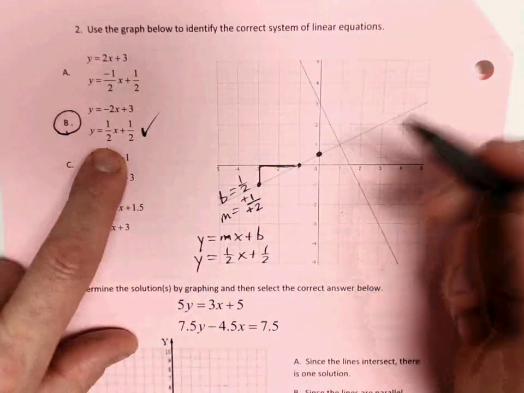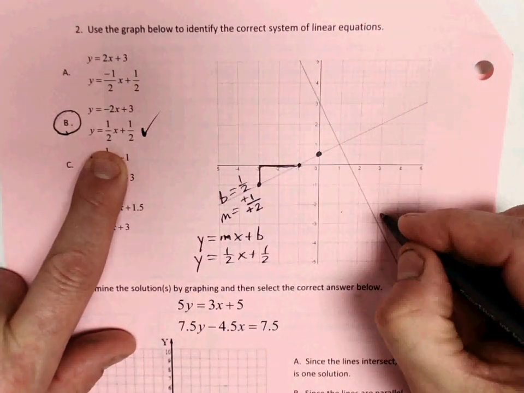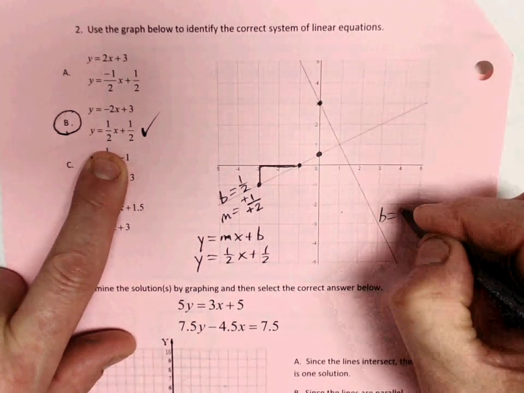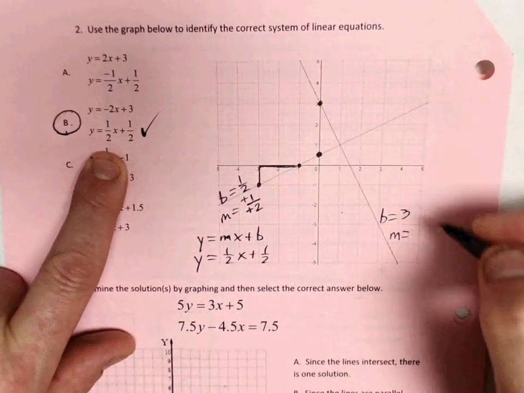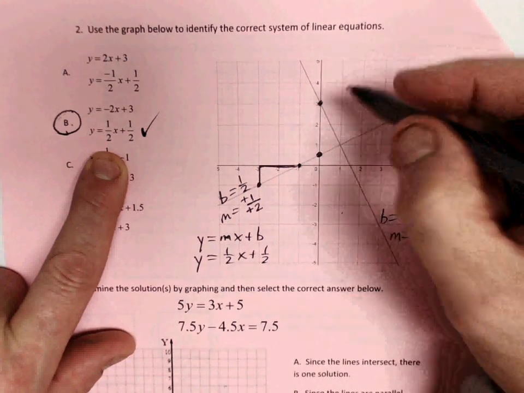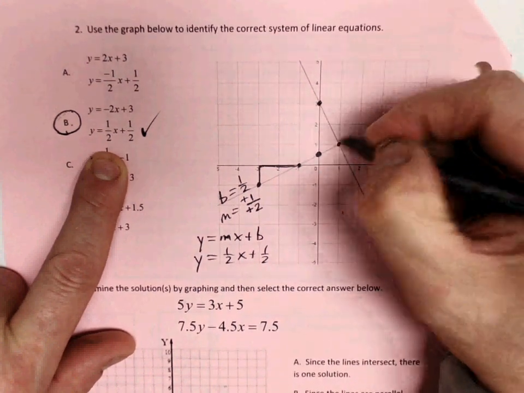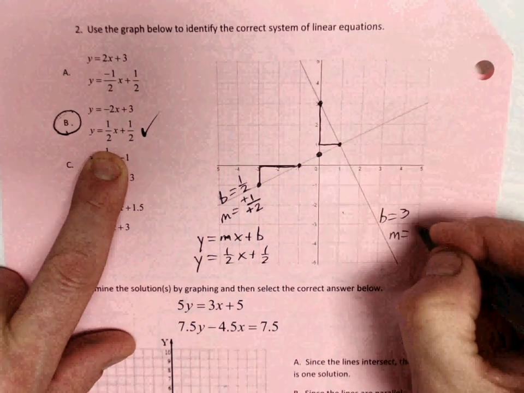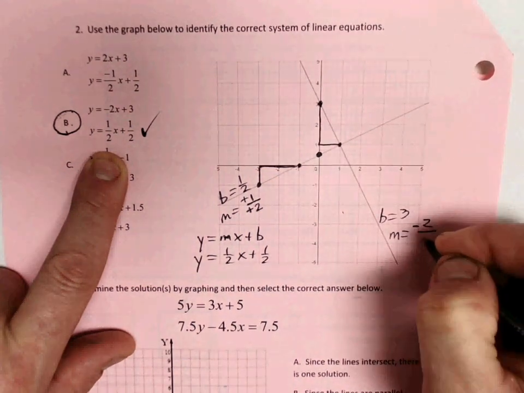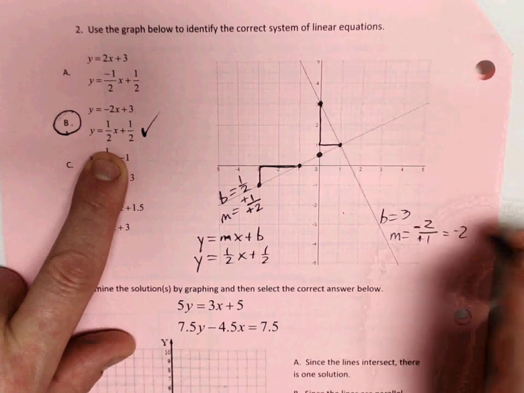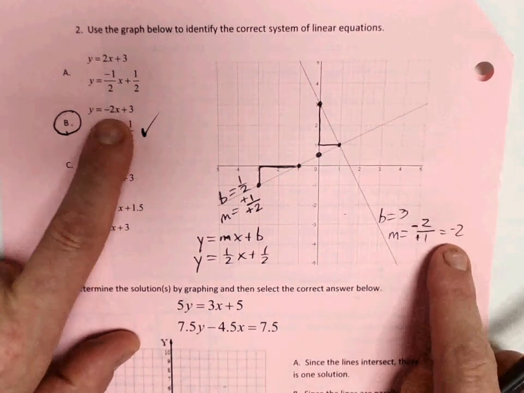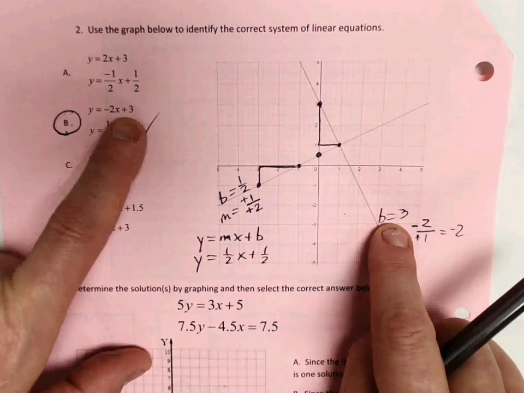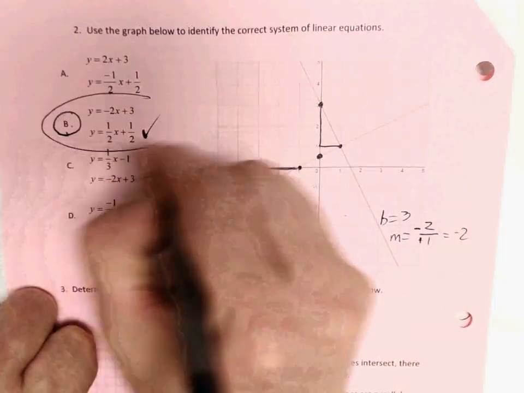Let's verify the other one. If I look at this one over here, I've got a y-intercept of 3. I've got a negative slope. And so let's go from this point down to this one. So I'm going to go down 2 and right 1. Down is negative, right is positive. So my slope is a negative 2. And if I check it right there, yeah, there's a negative 2 with a y-intercept of 3. This is the one that we want.